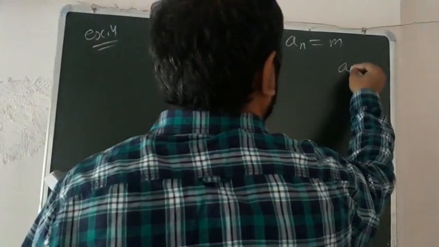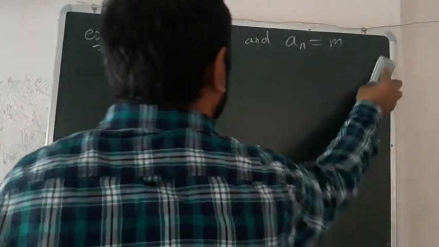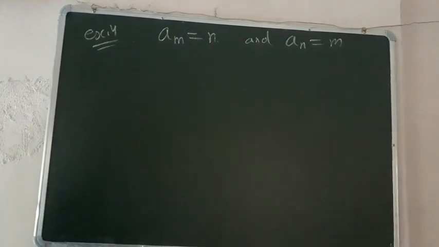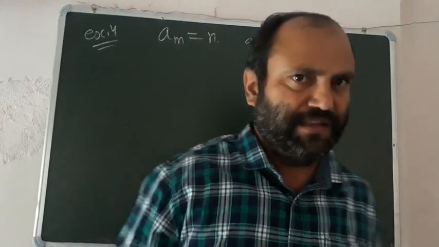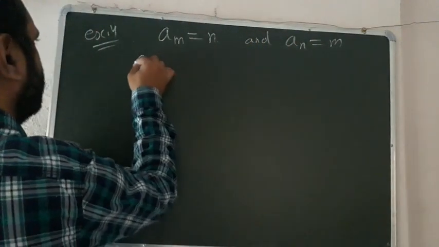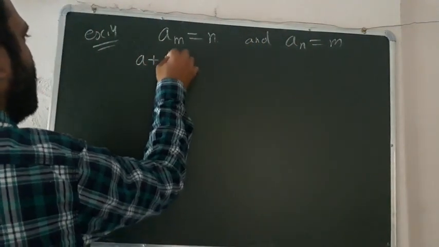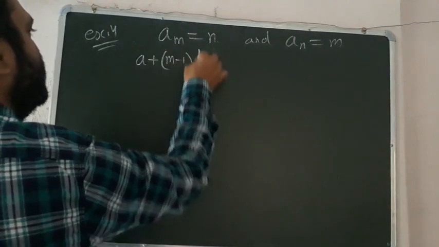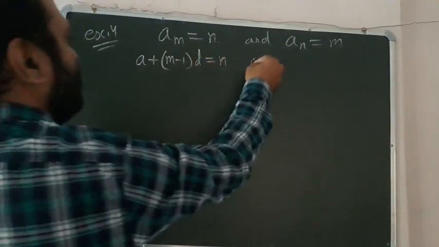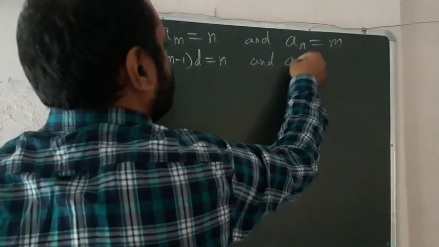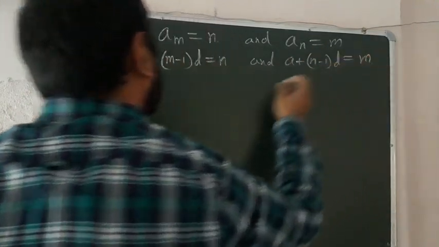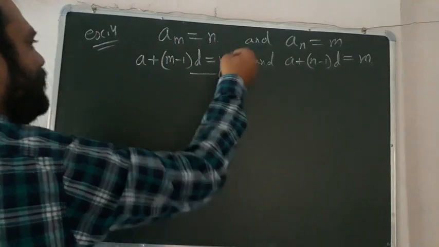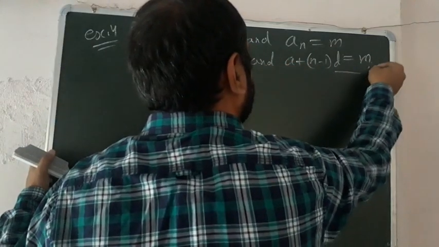The pth term you have to find. So as you know, let small a be the first term and small d be the common difference. According to the question, it becomes a plus (m minus 1) into d is equal to n, and a plus (n minus 1) into d is equal to m, right? So this is equation number 1 and this is equation number 2.